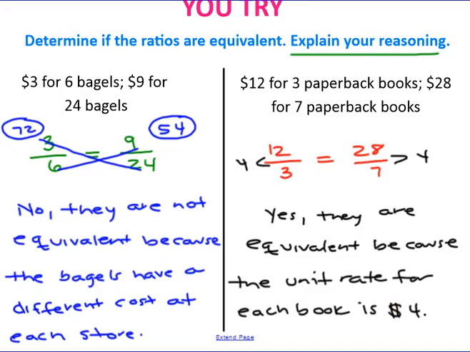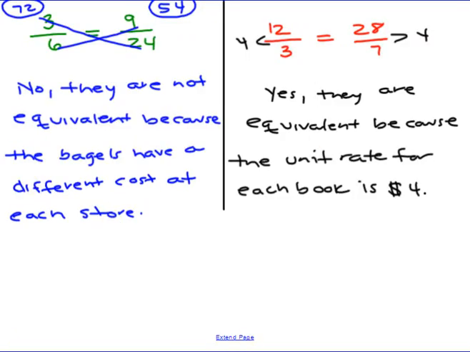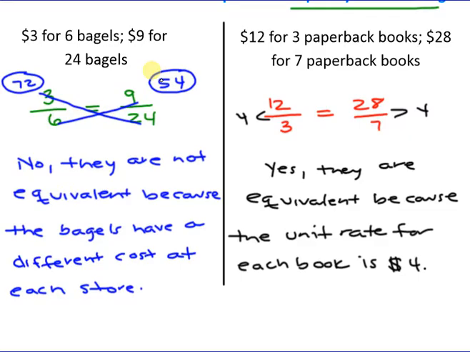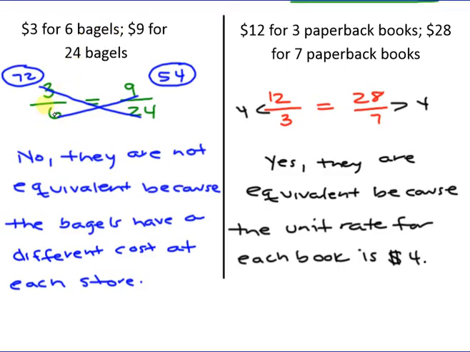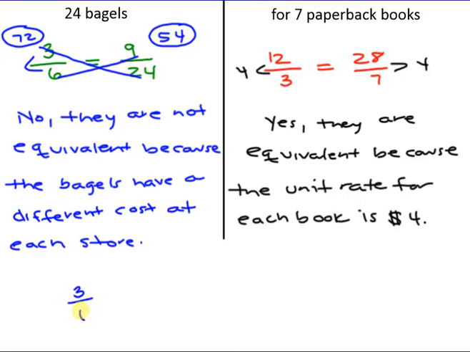So, when you're explaining your reasoning with these, I want to show you how you can use the word unit rate in these to explain your reasoning very easily. So for the first one, you should have gotten that they are not equivalent, and you can give a variety of reasons why, but again, I want to show you how you can use unit rate. So for example, here, if you were to divide 3 divided by 6, and I'm going to show my work down here. So it's $3 divided by 6 bagels. What you're going to get is 50 cents for one bagel. That's for the first store.